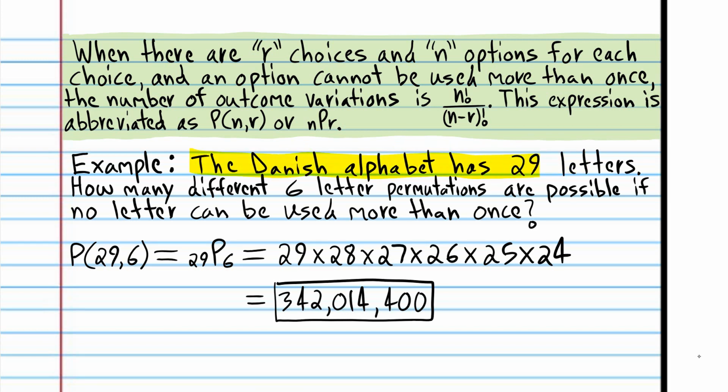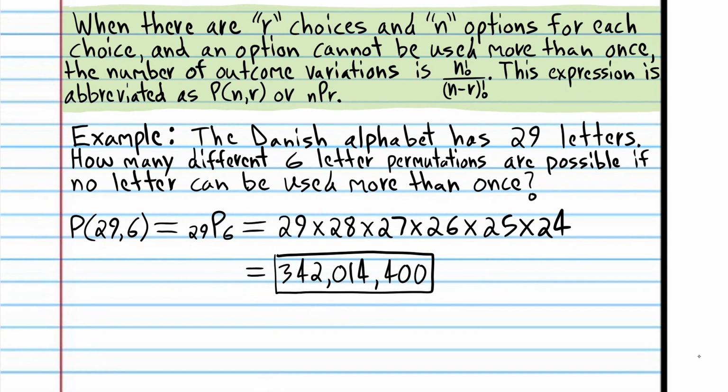The Danish alphabet has 29 letters. How many different 6-letter permutations are possible if no letter can be used more than once? So what's different about this problem is that no letter can be used more than once. So if you choose a letter from the 29 different options, then your second choice is not going to have 29 options. It's going to have 28 options. All right? Then the third choice is going to have 27, 26, 25, 24.